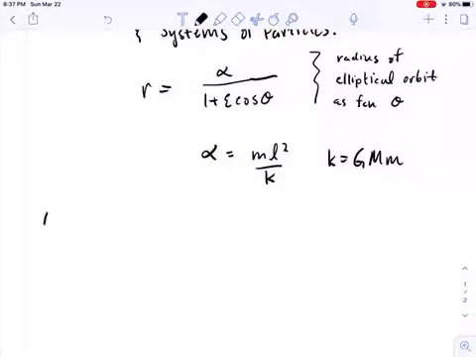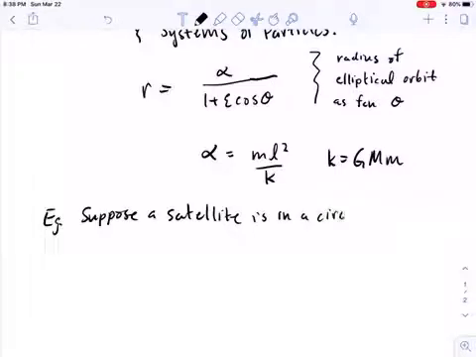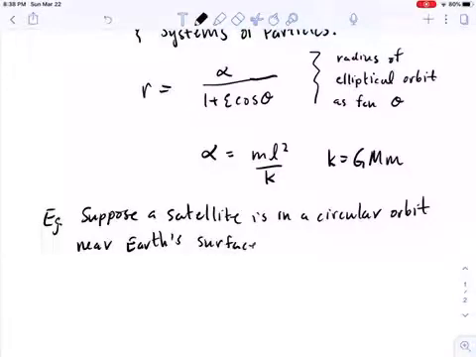Okay, so the example is the following. We suppose a satellite is in a circular orbit near Earth's surface. The first question is a pretty easy one, and it is just to calculate the speed of the satellite.